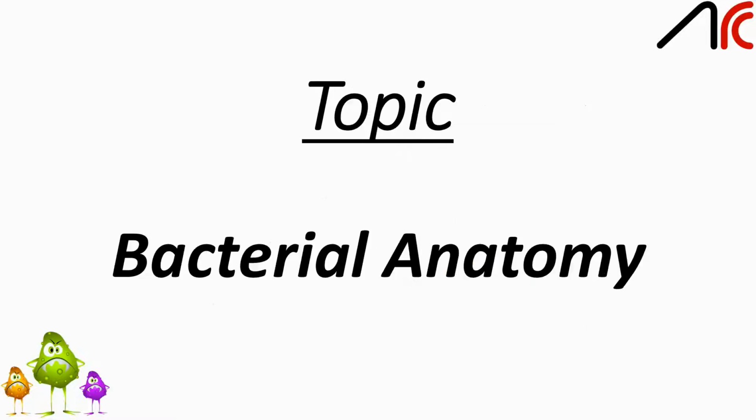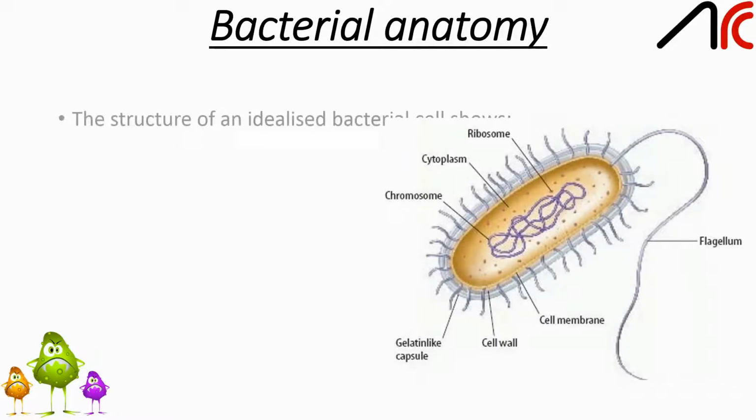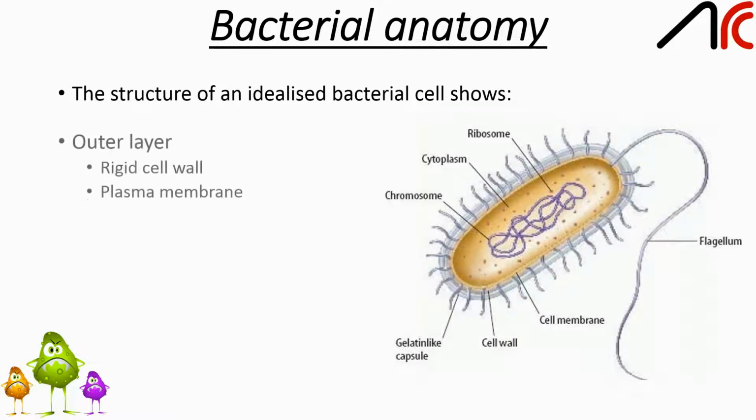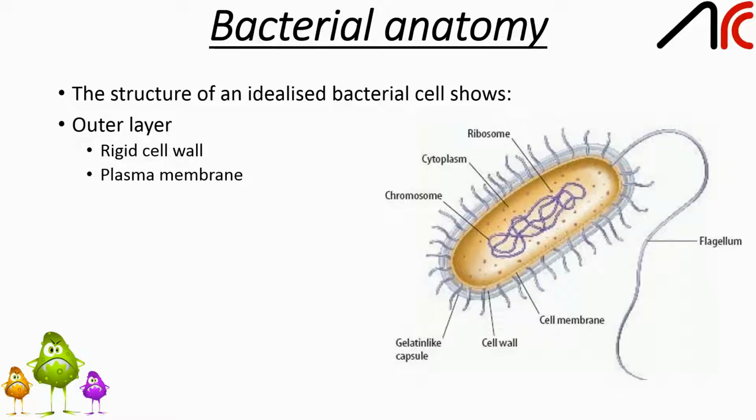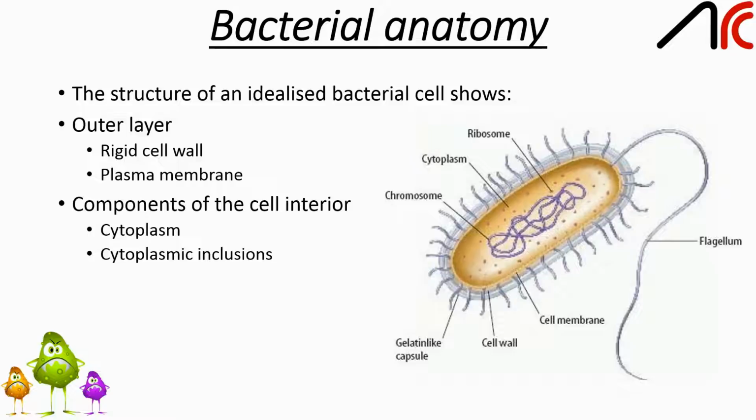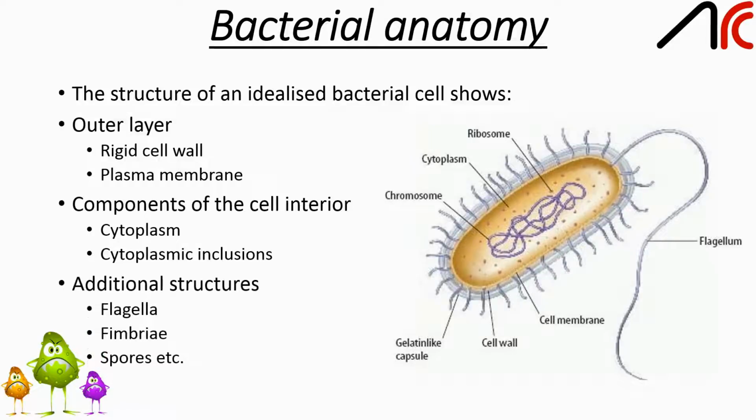The topic for this video is bacterial anatomy. The structure of an idealized bacterial cell shows an outer layer which consists of two components, a rigid cell wall and a cytoplasmic or plasma membrane. The components are cell interior, which are cytoplasm and cytoplasmic inclusions, and additional structures which are flagella and fimbriae.